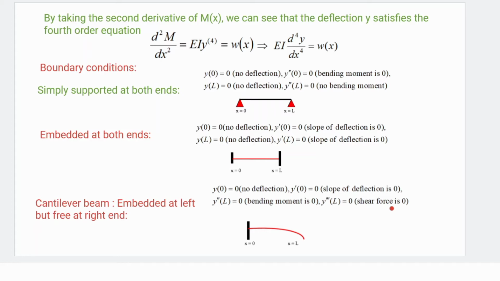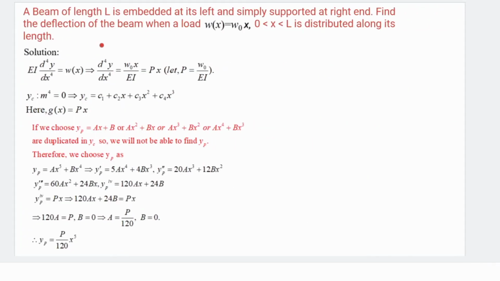So let us consider an example to apply the boundary conditions and to get the deflection of a beam. Say one problem is given: a beam of length L is embedded at its left and simply supported at the right end. Find the deflection of the beam when a load w(x) equals w naught x, where w naught is constant, for x greater than 0 and less than L, that means the length of the beam is L, is distributed along its length.